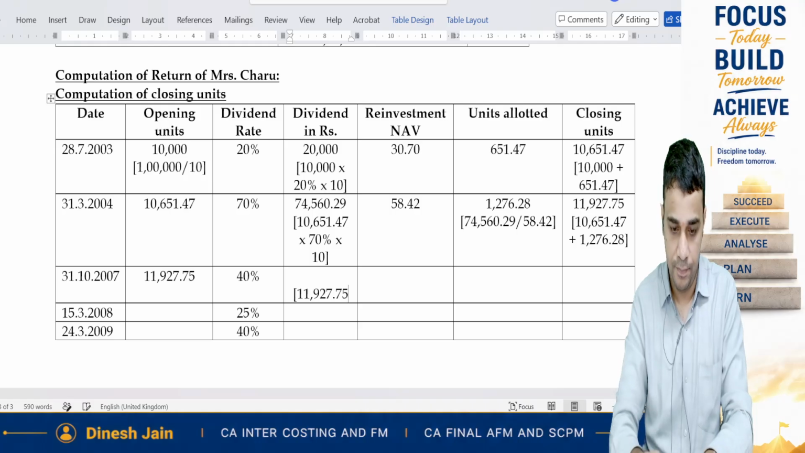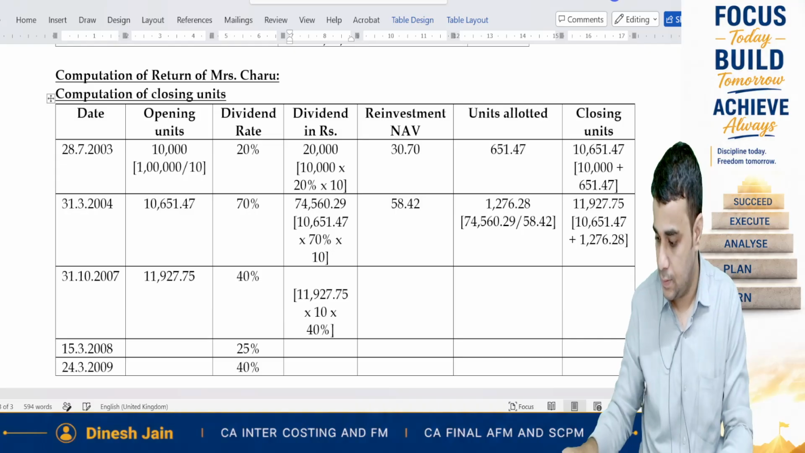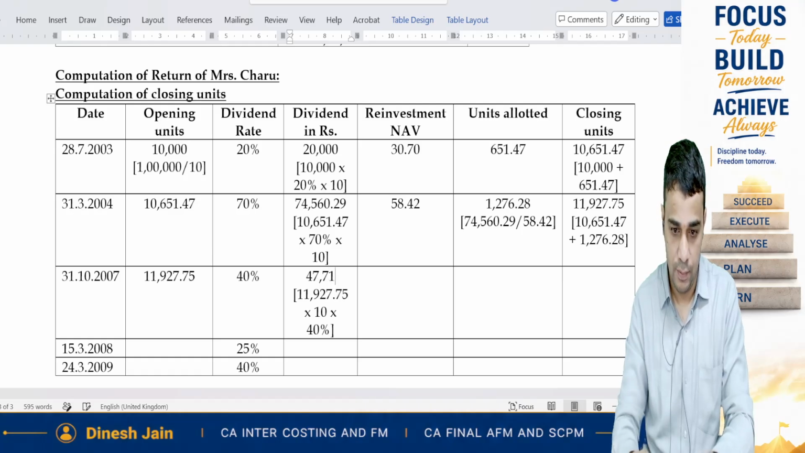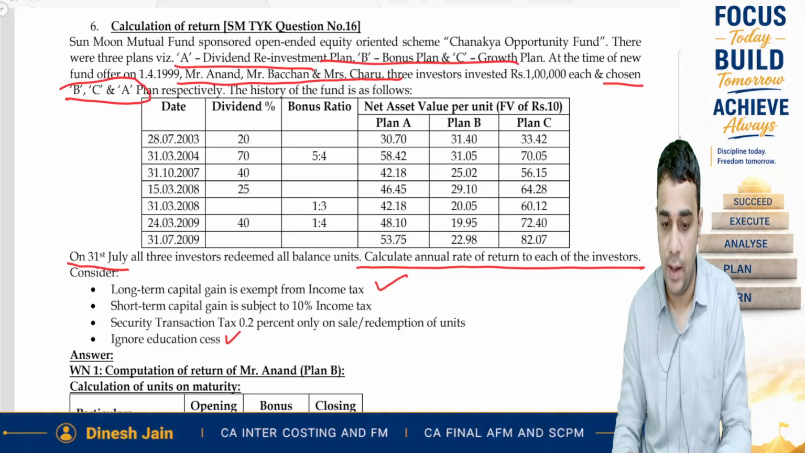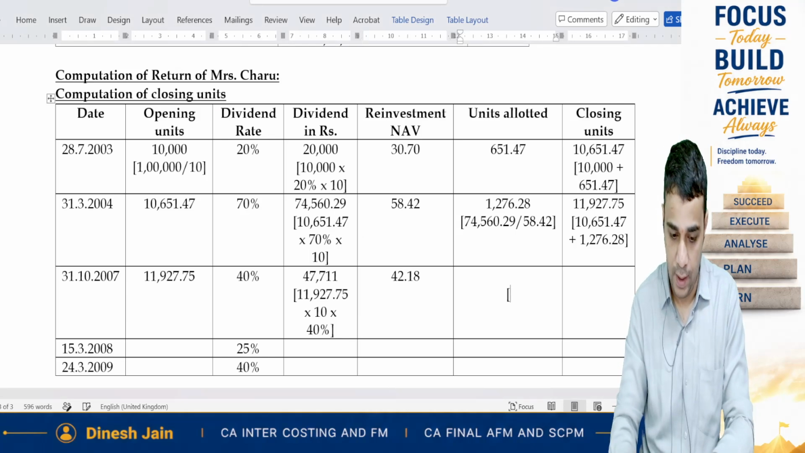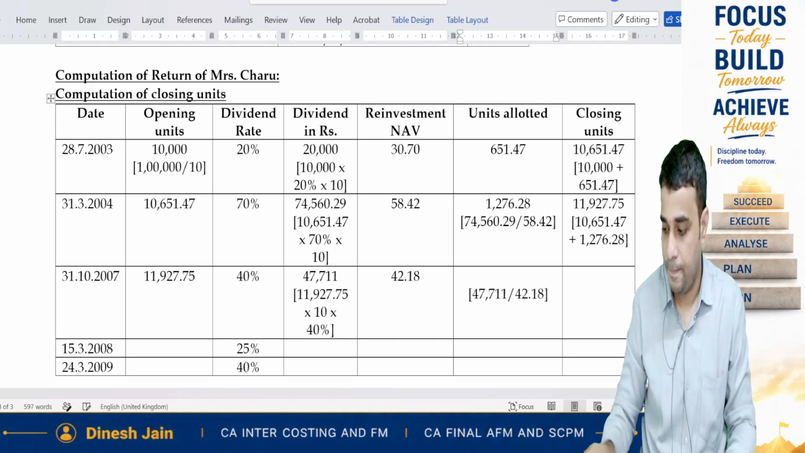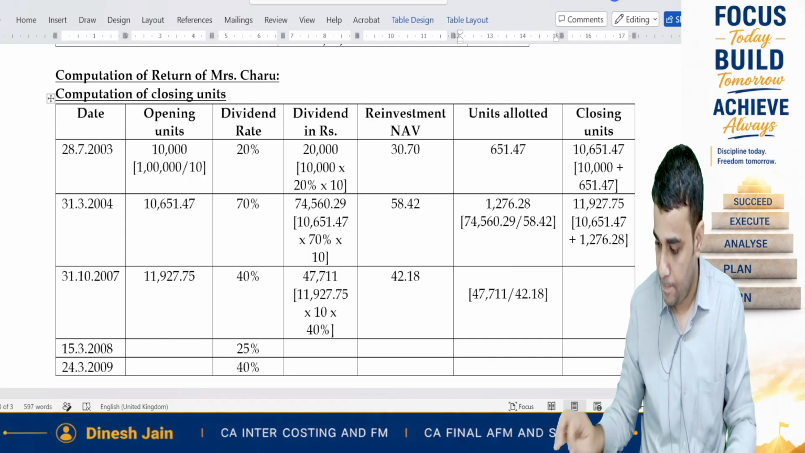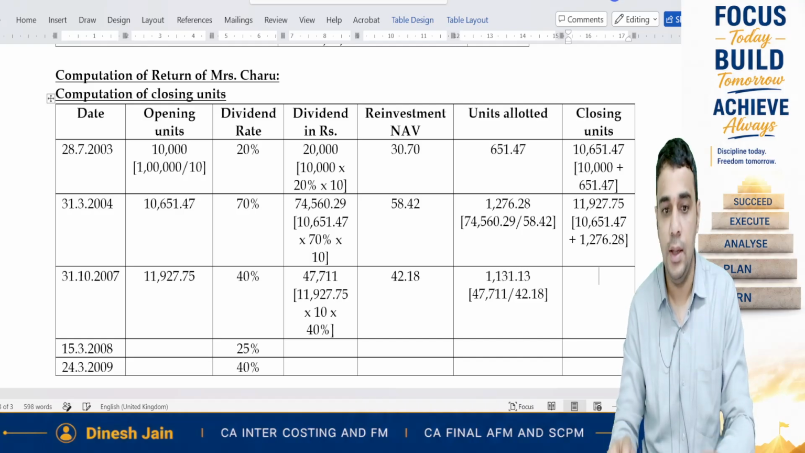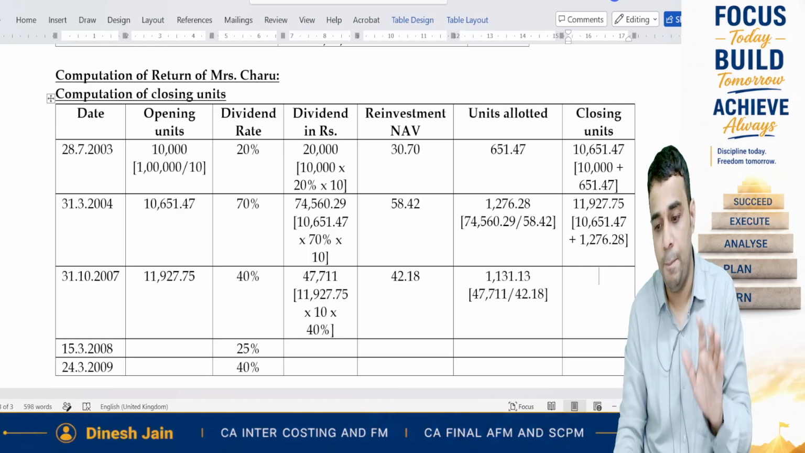927 in 47,711.18. 1131.13. Do proper rounding of the part and please practice.